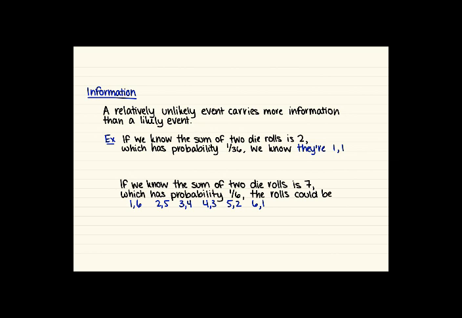So this is why we have this idea that unlikely events carry more information, because then we can narrow down what's happening more. Whereas if a likely event happens, then it's sort of like there are all these different possibilities and we don't know which one it's going to be.